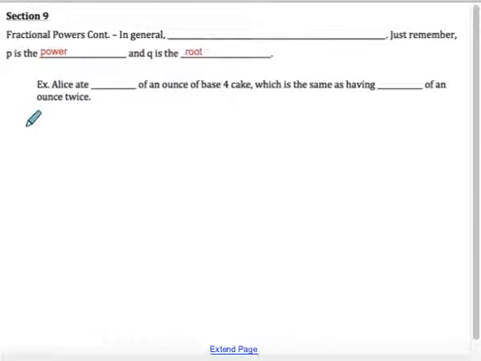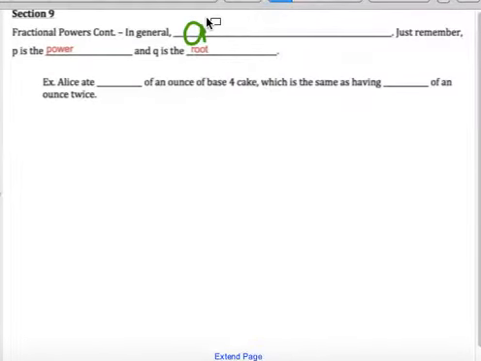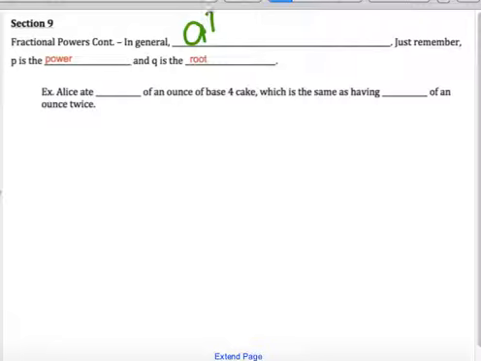All right, so again, section 9 notes. We're continuing here with these fractional exponents, and now we're not just looking at a unit fraction, but in general, if we have a to the p divided by q, that is going to be equal to the q root of a to the power of p.